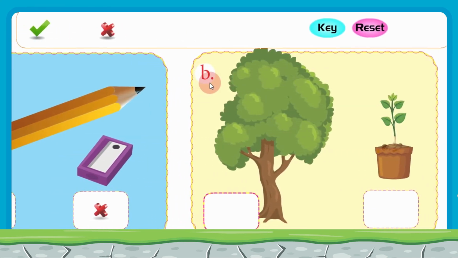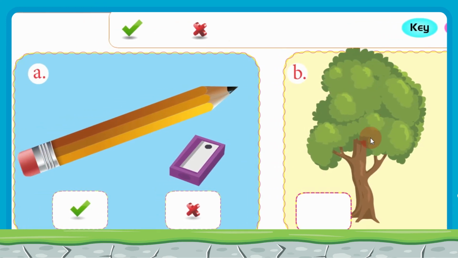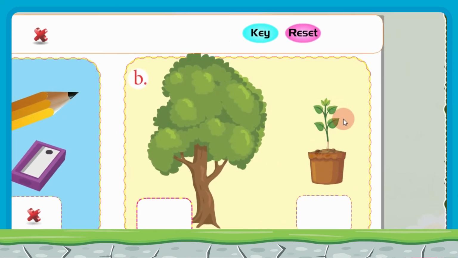In B, the tree is tall. This plant is short. So, we will tick the tree as taller and cross the plant, because the tree is tall and the plant is short here.